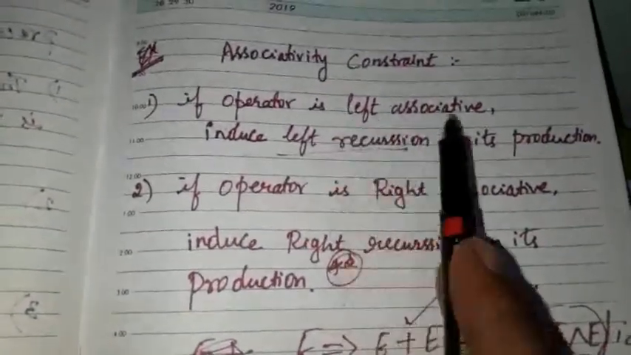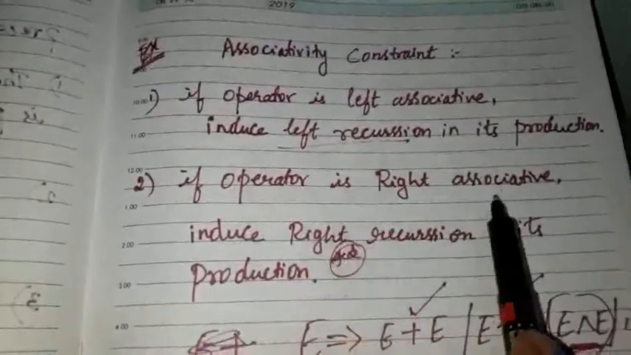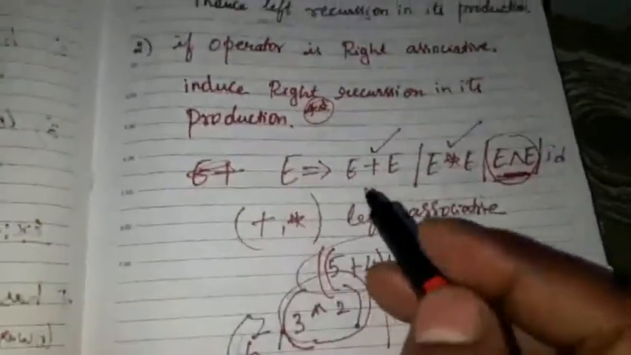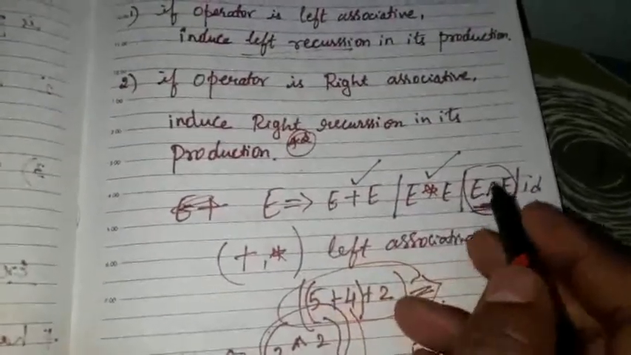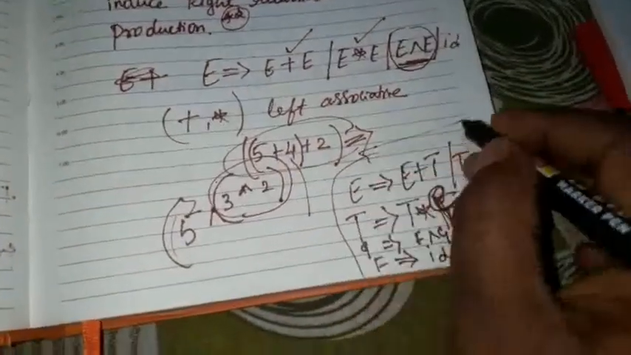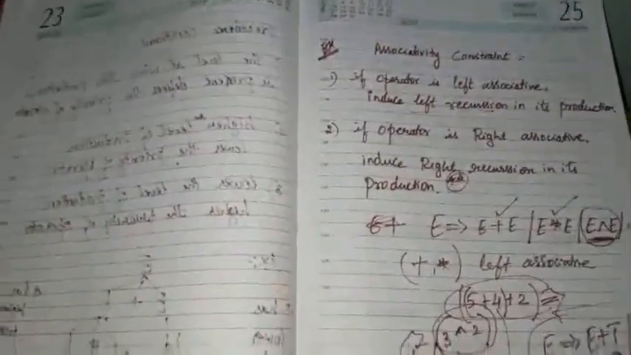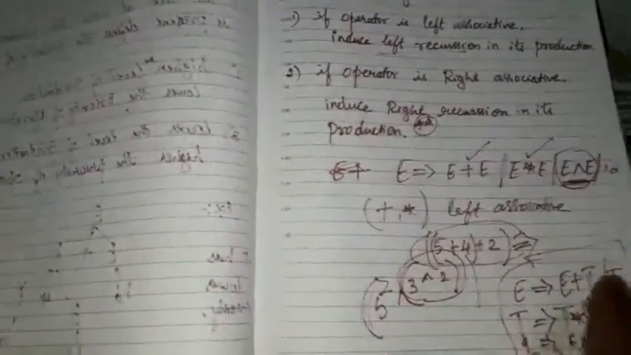If the operator is left associative, induce left recursion. If the operator is right associative, induce right recursion. In this grammar, we have considered plus and star as left associative and power as right associative. So that's why the grammar looks like this. Okay. Now keeping these two in our mind, that is precedence as well as associativity, we will solve some grammars. We will convert the ambiguous grammars into unambiguous grammars.